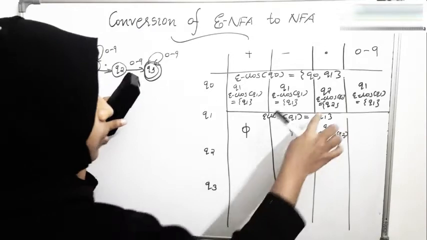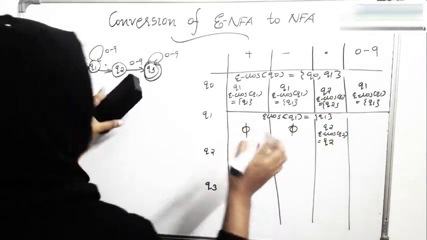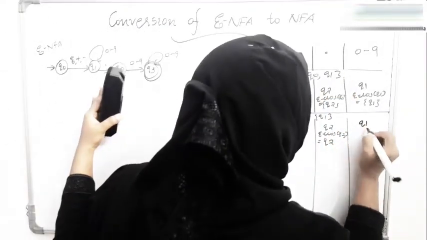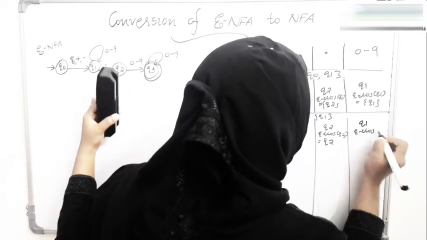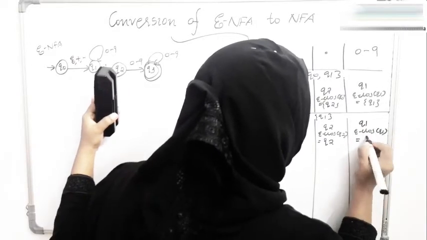Now Q1 comma 0 to 9. Q1 comma 0 to 9 is Q1 itself. So E close of Q1, which is Q1 itself.